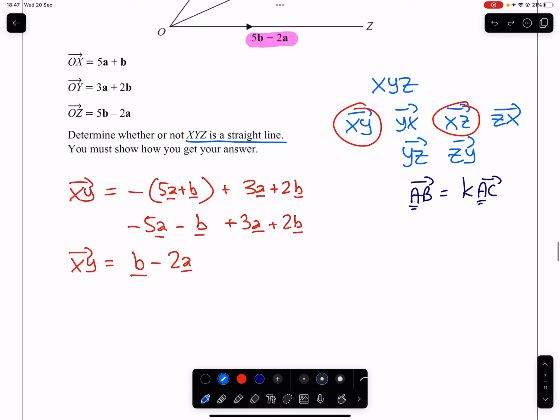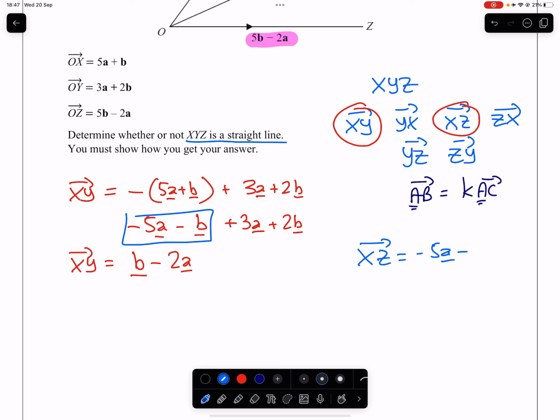So I'm going to just cut to the chase and write that out here when I'm doing XZ to start with. So I've got negative 5a, take away b. This time I am adding a 5b minus 2a. And when the dust settles, collecting like terms, we're going to end up with, why do I feel like I've done something wrong? No, I haven't. 4b minus 7a.